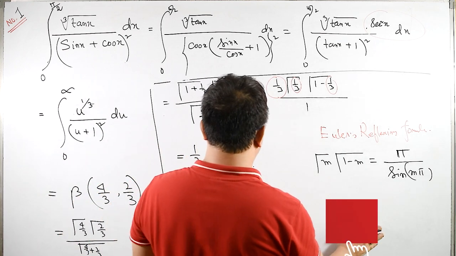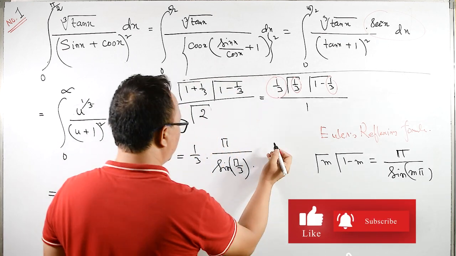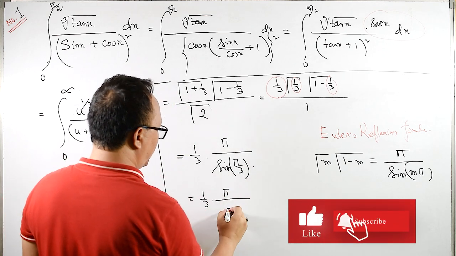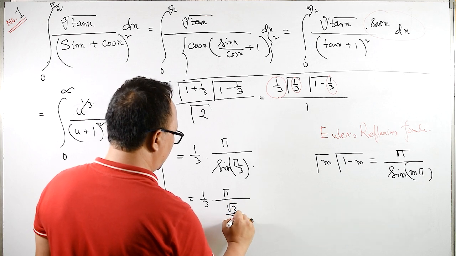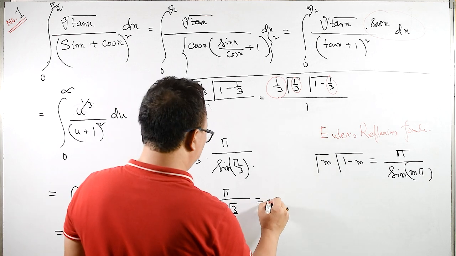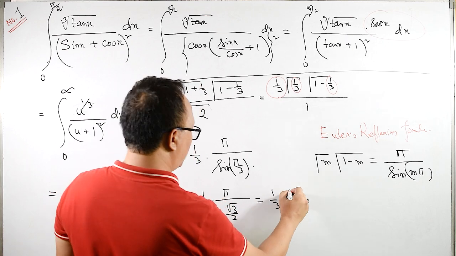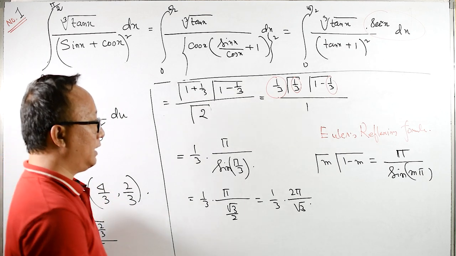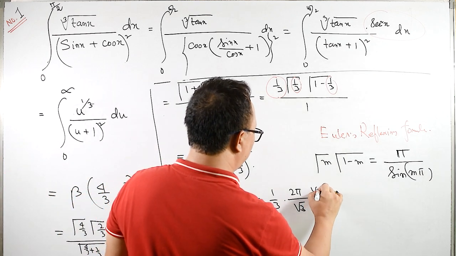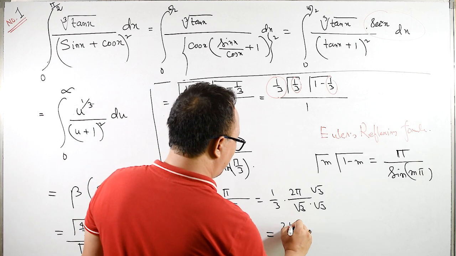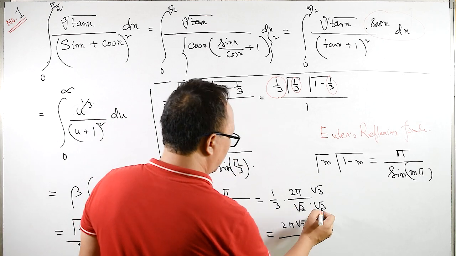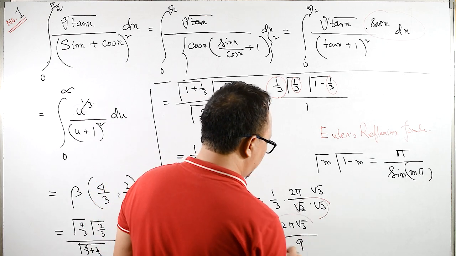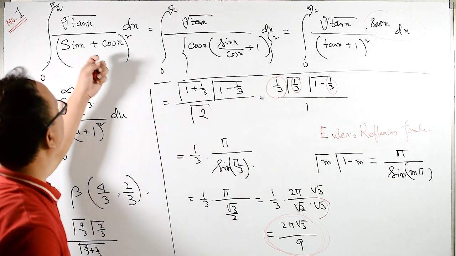Sin pi by 3 is sin 60 degrees, which is root 3 by 2. So this equals 1 by 3 into pi times 2 upon root 3, which is 2 pi upon root 3. Again, you can rationalize root 3: this equals 2 pi root 3 upon 3 into 3, which is 9. So, this is the required answer for this.